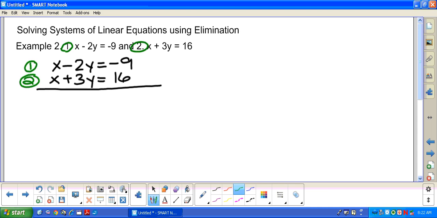Now we're going to stop and have a look and see if I add these two lines together or if I subtract these two lines. Since I have a positive x and a positive x, I know straight away that if I do 1 minus 2, I'm going to get rid of the x value. So we're going to do line 1 minus line 2.